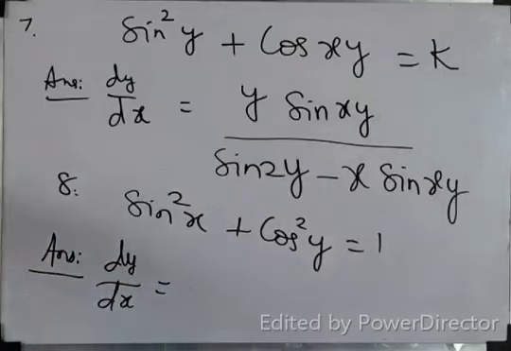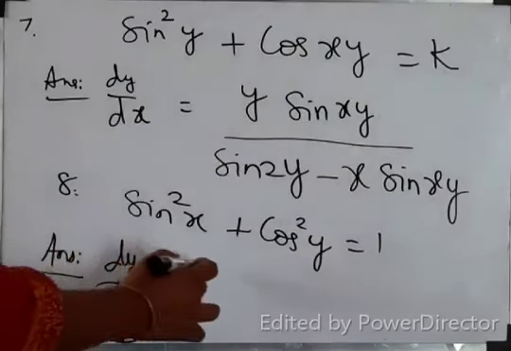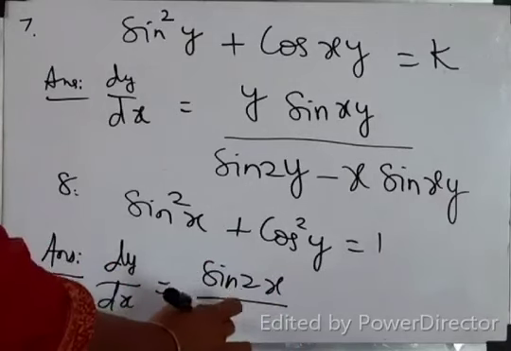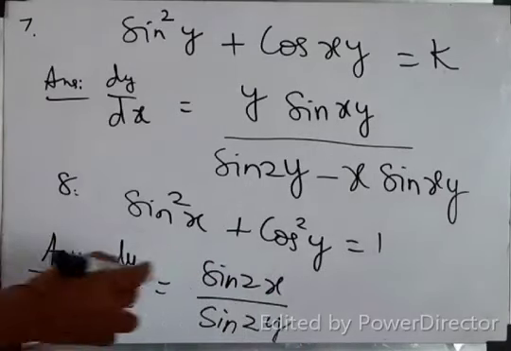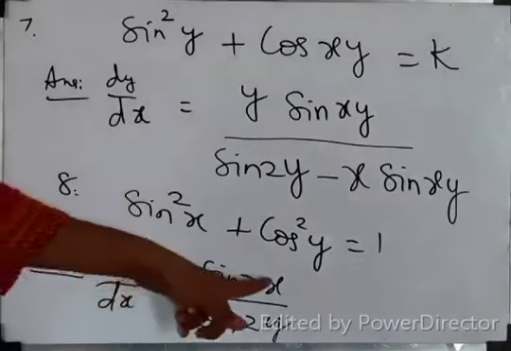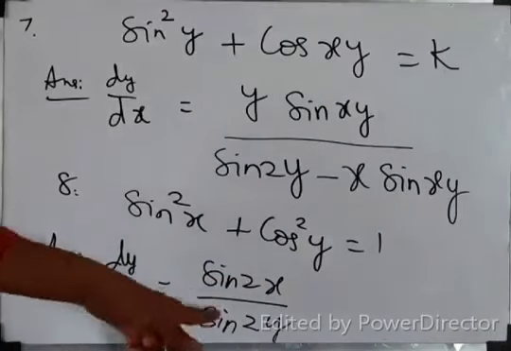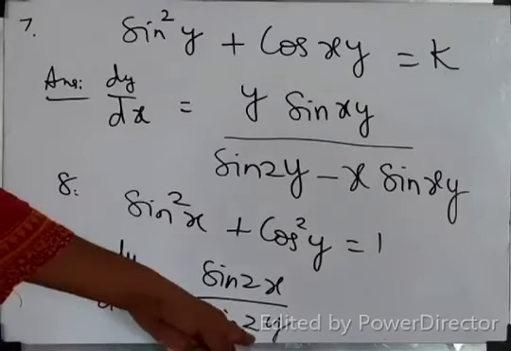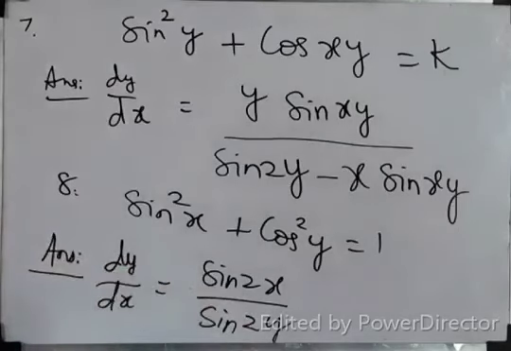Now the answer is dy by dx equal to sin 2x by sin 2y. Again, sin 2x is what? 2 sin x cos x. Sin 2y is what? 2 sin y cos y. Wherever it comes, you simplify and write the answer. This is question number 8. Now 9, 10. Only 2 more questions you have to answer.